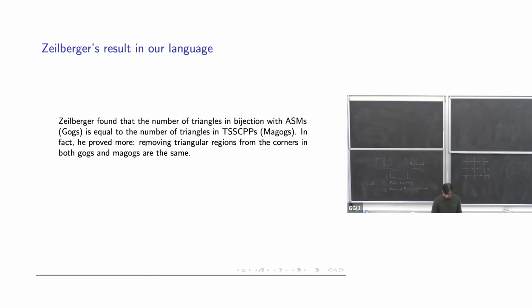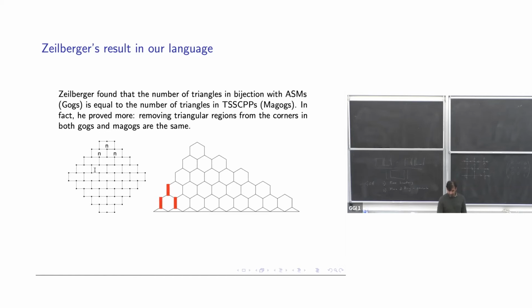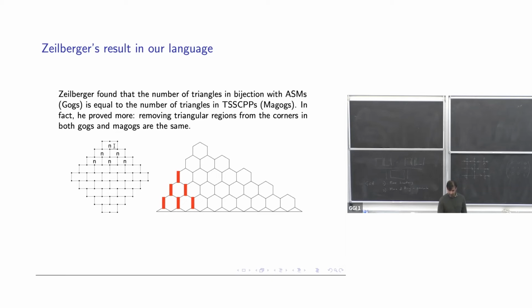Okay? So in our language, his result means that if I freeze off this top face to have height n in the ASM, this corresponds to freezing off this edge here in my TSS CPP. Okay? And if I freeze off this triangle here to all have height n, this corresponds to freezing off this triangular region in my TSS CPP. And if I freeze off this triangle of size 3, then this corresponds to freezing off this triangle of size 3 in the TSS CPP. Okay.